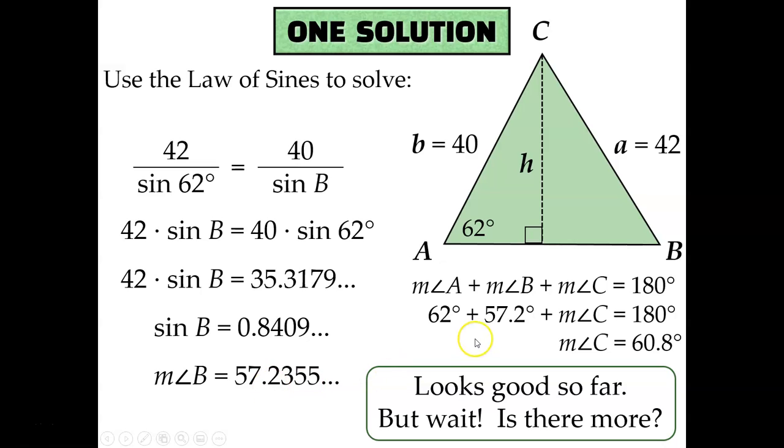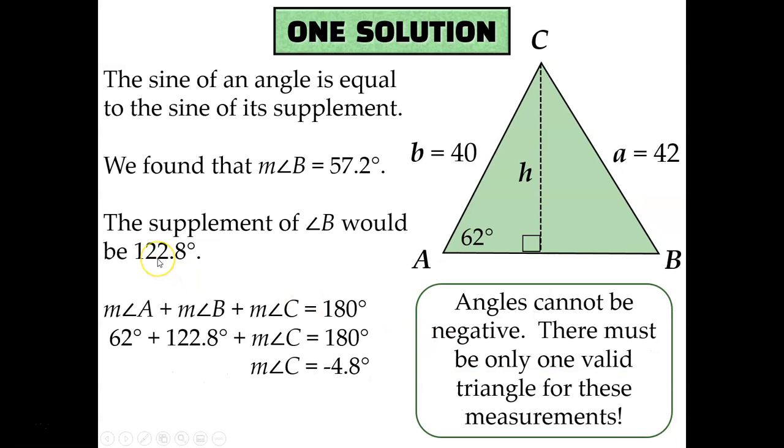about 57.2 degrees. So if I plug that in to my triangle sum formula, 62 plus 57.2 plus the measure of angle c, I get that the measure of angle C must be 60.8 degrees. So it looks good, but is there more? Is it like last time that if I find the supplement, it would also work? This time, no. The supplement of angle B in this case would be 122.8 degrees.